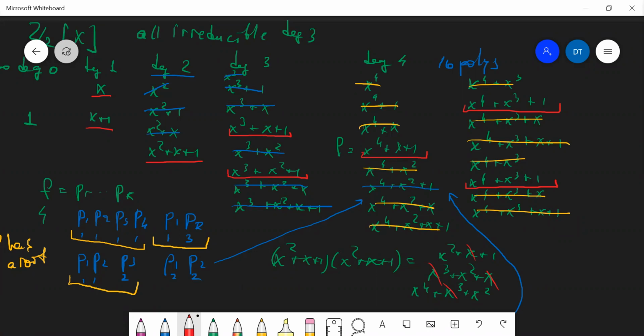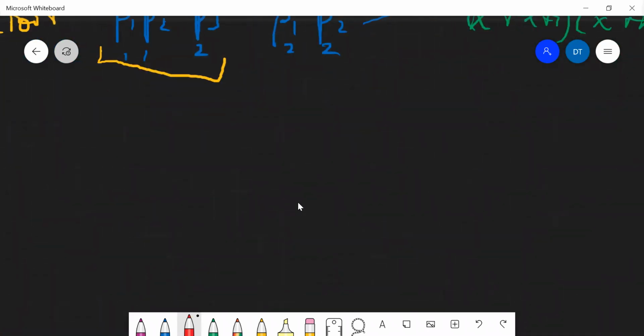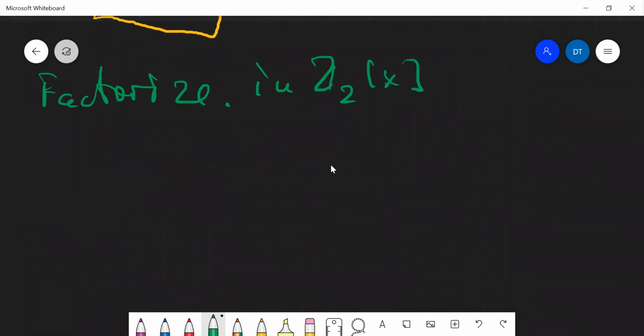Let's move on. Now we know irreducible polynomials. Let's try to factorize a polynomial into a product of irreducible ones, in Z2 over X. So how do you factorize? First of all, you need to know all the irreducible polynomials. So let's take something like this. You want to check if it's irreducible or not, and if it's not irreducible, you want to decompose this polynomial into a product of irreducible ones.